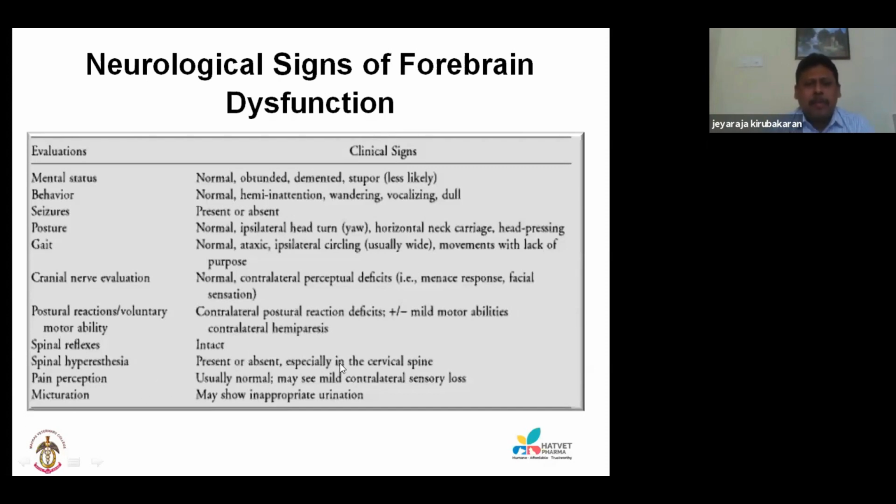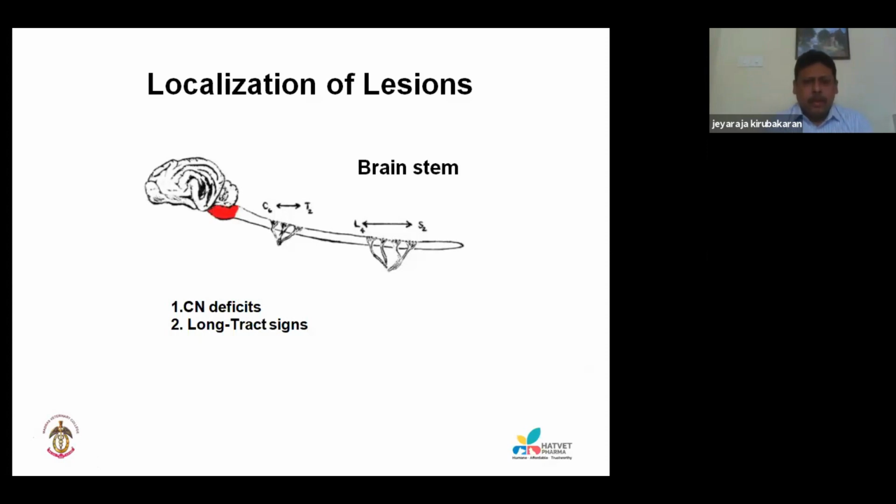Spinal hyperesthesia may be present, especially cervical spinal hyperesthesia, but it's not very usual. Pain perception is usually normal. And micturition may sometimes show some inappropriate micturition, otherwise it will be okay. Then comes your brainstem, and all the cranial nerves from 3 to 12 come out from the brainstem. So whichever area is involved, that particular cranial nerve will have deficits. And usually you see UMN signs in the limbs. That's why I call it long track signs, just to introduce a new terminology.